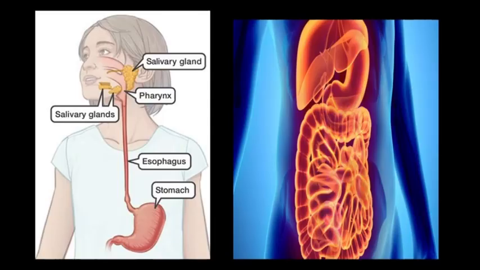So here you can see how the different glands are situated. The salivary glands, you can see, are situated near your mouth region. Even when you talk, some amount of saliva is secreted out. So the saliva mixes with your food, then the food is passed on to the stomach.